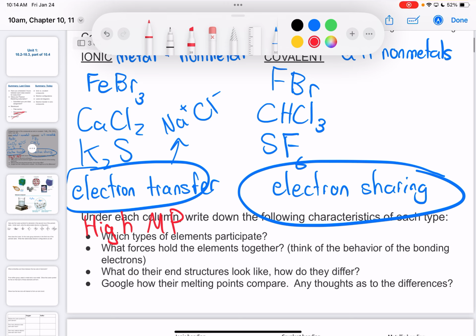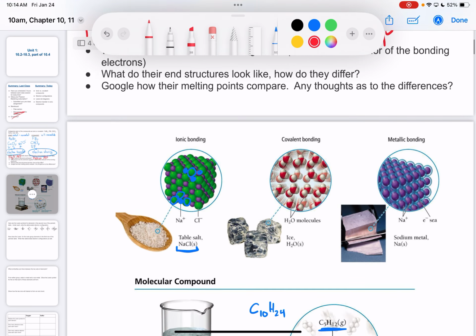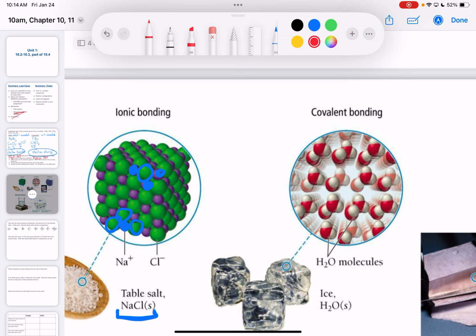So we'll say medium melting points. The reason why this is the case is because you actually have to break these ionic bonds in order to melt sodium.